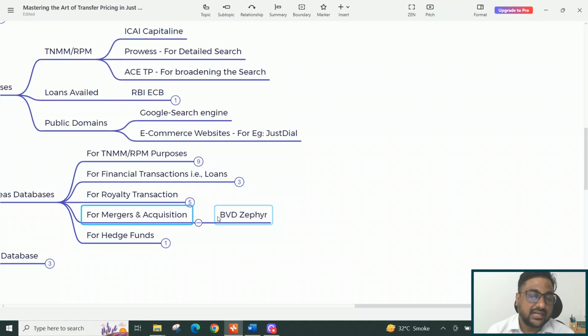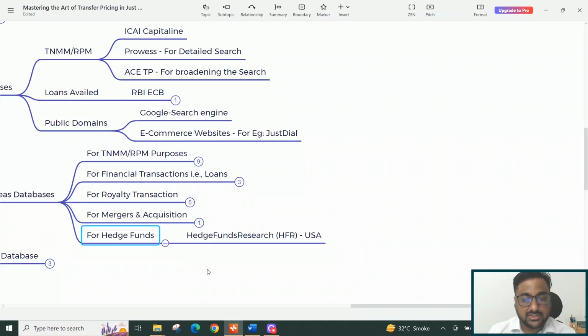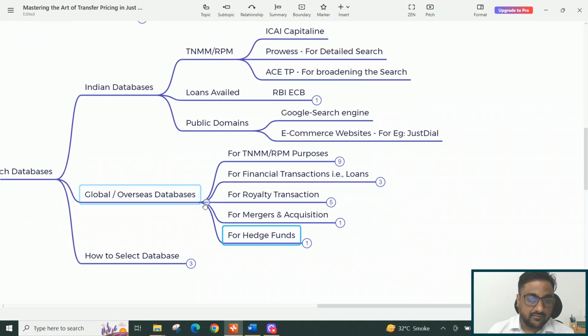Then at that point of time, you may be required to use this database. So it would contain that particular part. And then for hedge funds also, there's this database called Hedge Fund Research. For the USA, this is predominantly a database available with more USA hedge funds. If your tested party is a USA based hedge fund, then you can use this database, that is Hedge Fund Research. This doesn't usually come up in local practice, but in case it does, I have just given you this for information, and you can go ahead and work on that database.